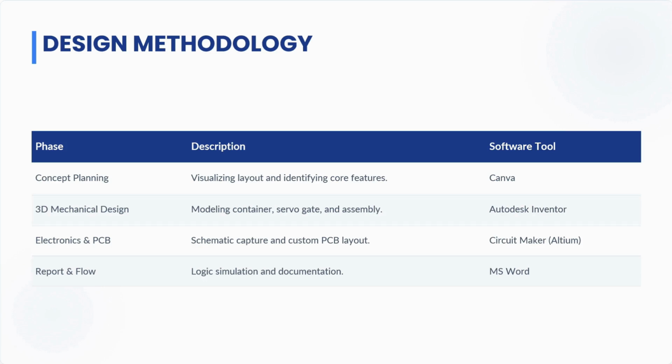How did we build this? We followed four simple and organized steps to make sure we don't make mistakes. Step 1 was planning. We used Canva to think about our idea, draw it, and agree on the final shape. Step 2 was the 3D design. We used Autodesk Inventor to carefully build the 3D parts on the computer. Step 3 was electronics. We used CircuitMaker to design the wires and the smart board. Finally, step 4 was writing. We used MS Word to type our final report and document everything we did.